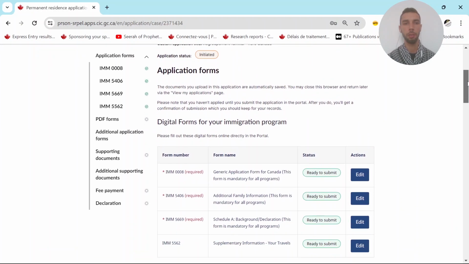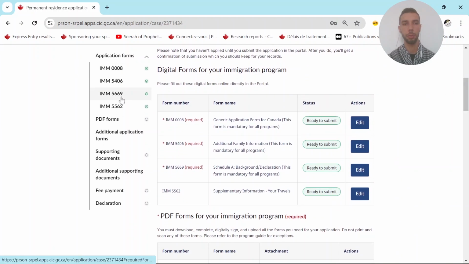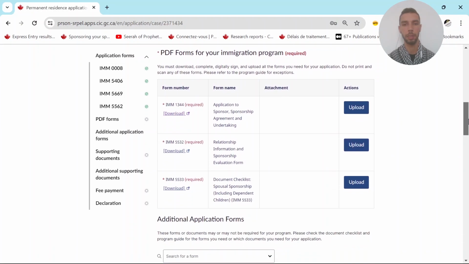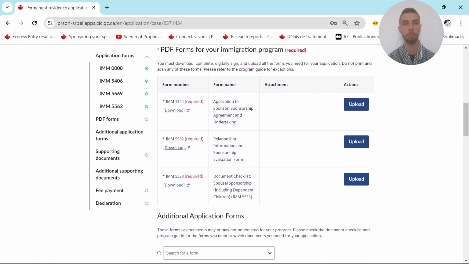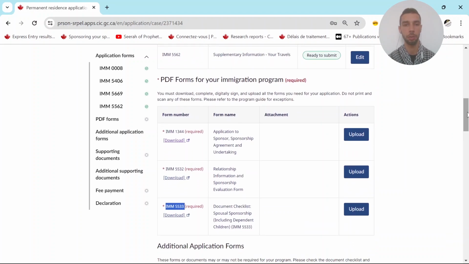Now that you're done filling the first four forms, you have to move to the meat of this application, which is these three forms here, the IMM 1344, IMM 5532, and the IMM 5533. So this one here is the checklist. I encourage you to leave that at the end because it's going to serve as a kind of summary of the application to make sure that all the forms are there, all the supporting documents are there, and that you have all the signatures at the right place.